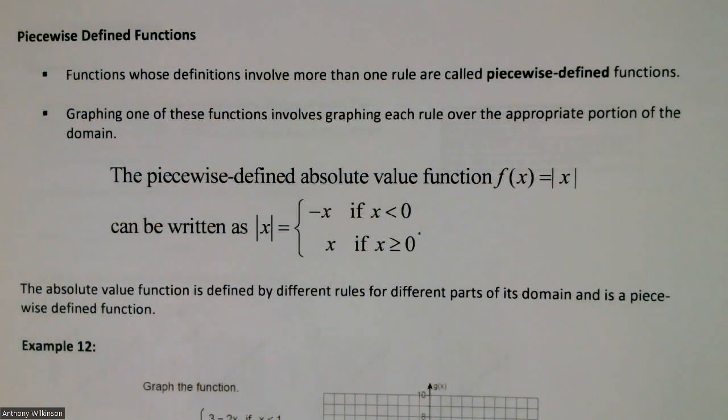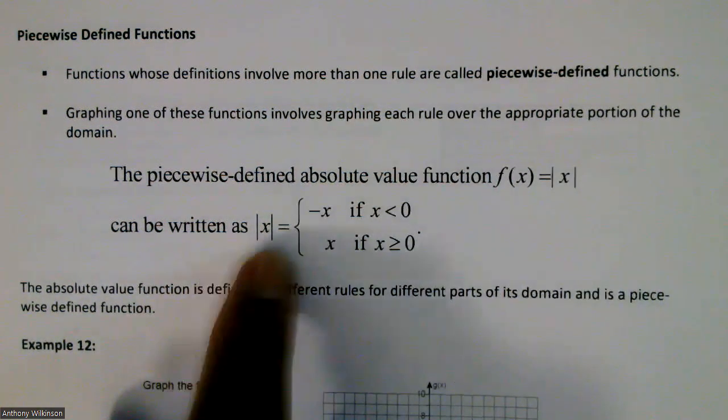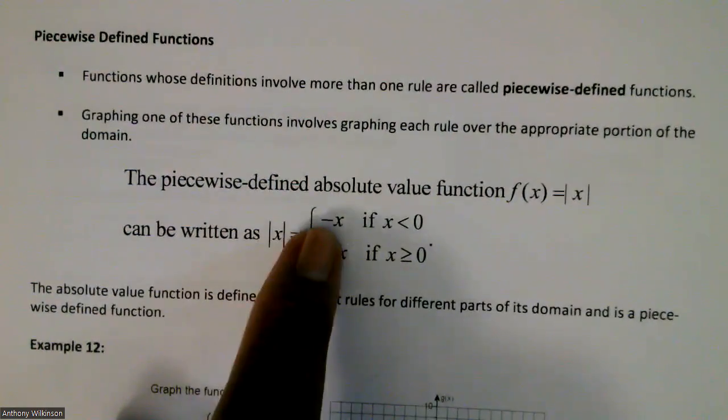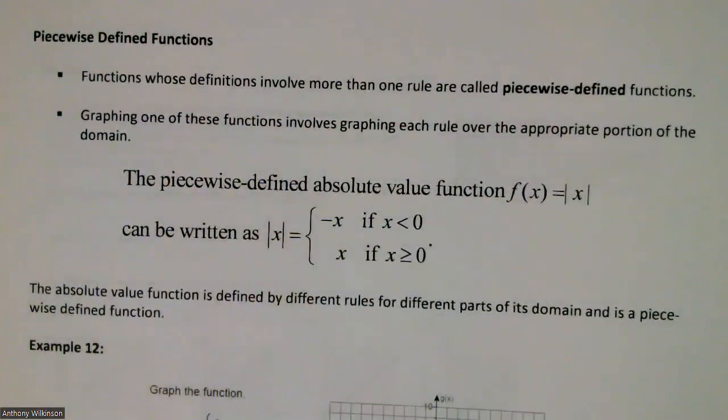So here, a piecewise defined absolute value function like f of x equal to the absolute value of x can be written as this. The absolute value of x will be equal to the opposite of x if x is less than 0, or just positive x if x is greater than or equal to 0. So here the absolute value function is defined by different rules for different parts of its domain and is a piecewise defined function.